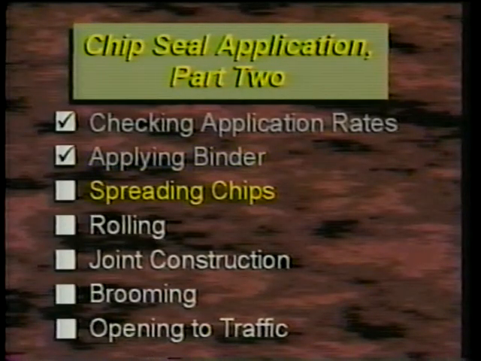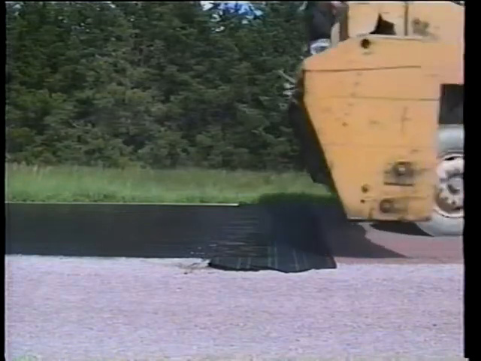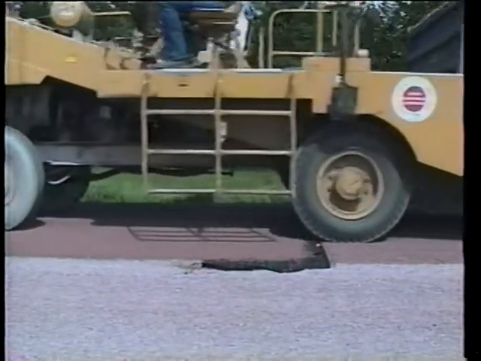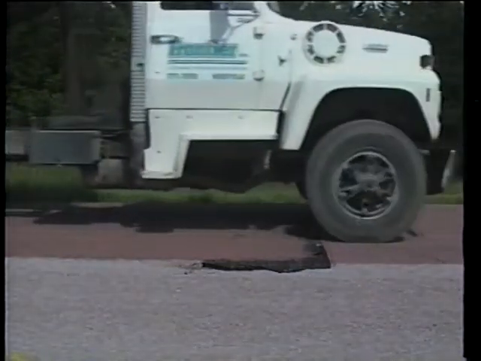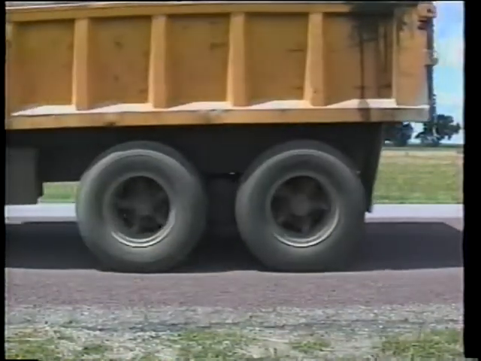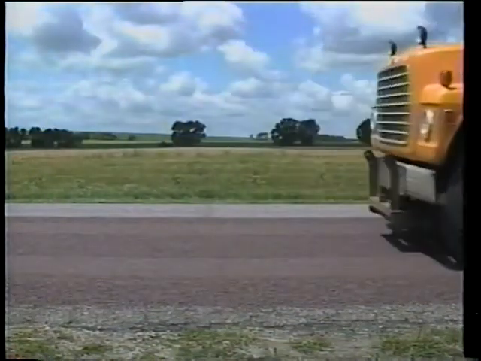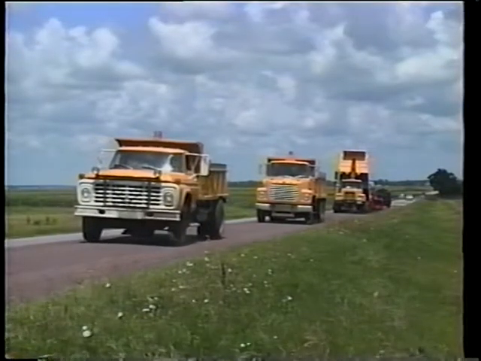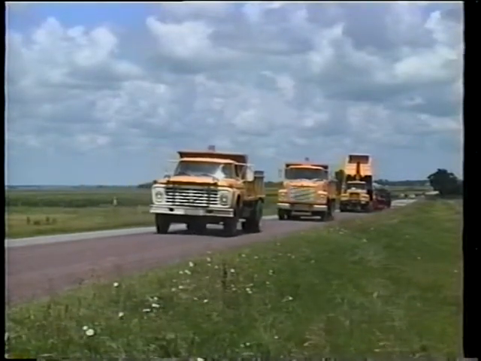Next comes the chip application. The chip spreader should also begin and end its applications on building paper to provide a neat, clean edge to the chip seal. For starters, there should be enough trucks to supply the chip spreaders steadily to avoid halting the operation. The aggregate haul distance and the productivity rate of the chip spreader are factors in determining how many trucks are needed.